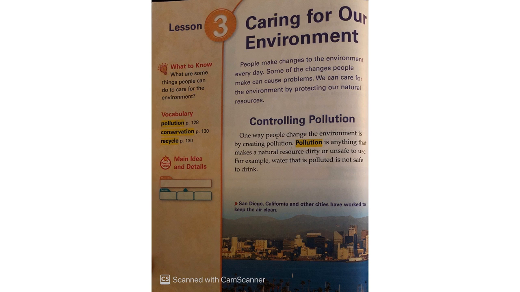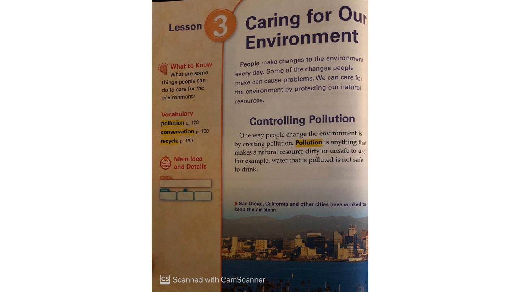So, let's begin. Caring for our environment. People make changes to the environment every day. Some of the changes people make can cause problems. We can care for the environment by protecting our natural resources. So let's look at how we can solve the problem of pollution. How can we control pollution?